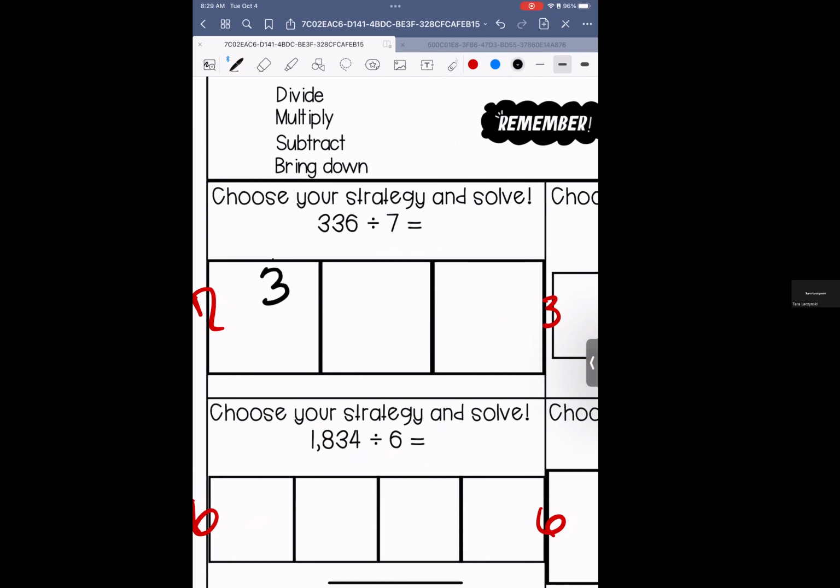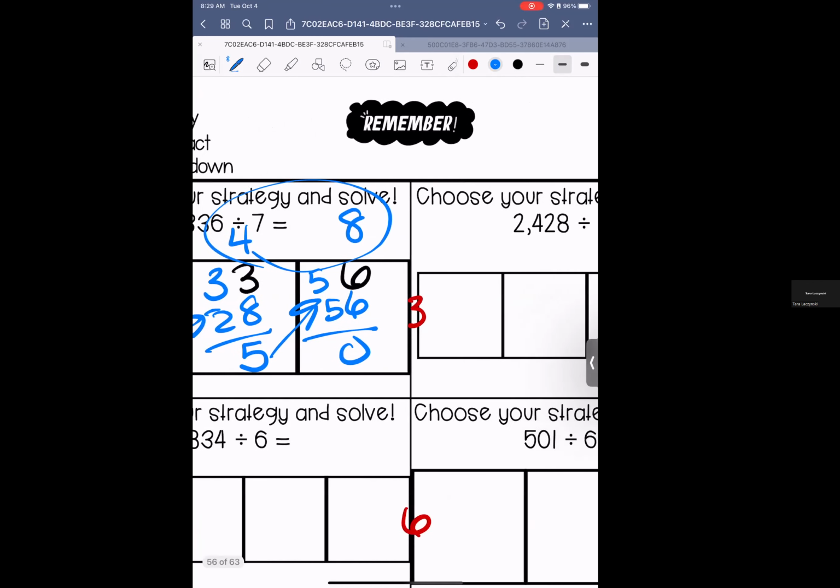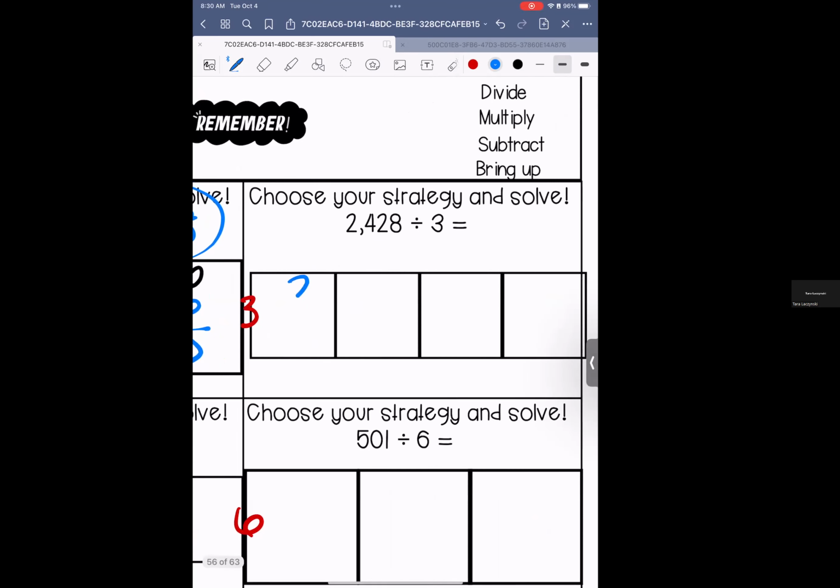7 into 336. 7 goes into 3 0 times. We can handle that like a pro. Now 7 goes into 33 4 times is the closest, which gives us 28. 33 take away 28 gives me 5. Bring it next door. 7 times 8 is 56 on the nose. The answer is 48. Moving right along, there's 4 digits, but we can totally handle this dividing by 3.